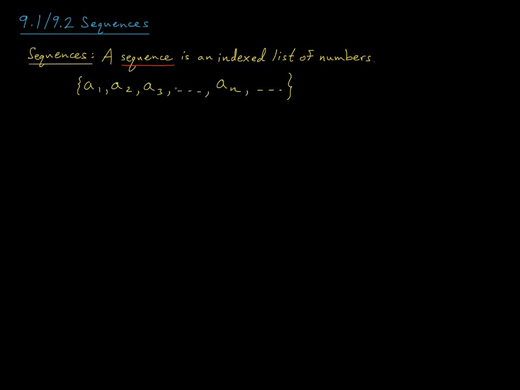This is chapter 9 and it begins with sequences in sections 9.1 and 9.2. In this intro video, I just want to define what a sequence is and look at a few quick examples. All right, so as you can see here, a sequence is an indexed list of numbers.